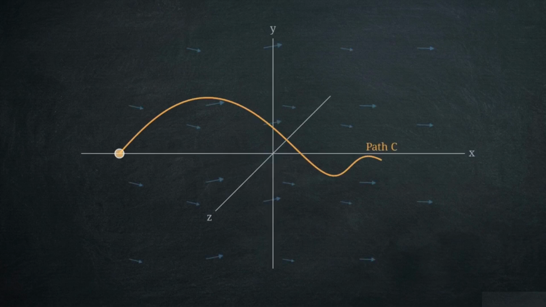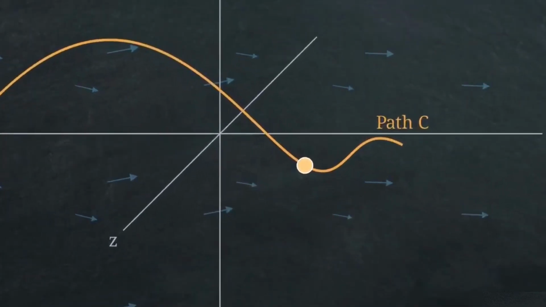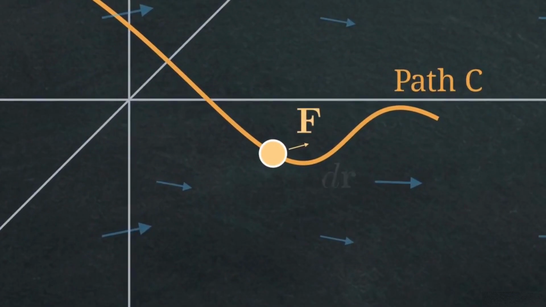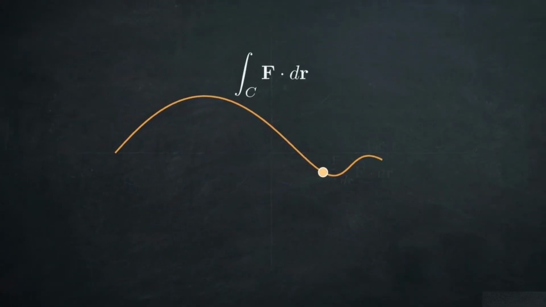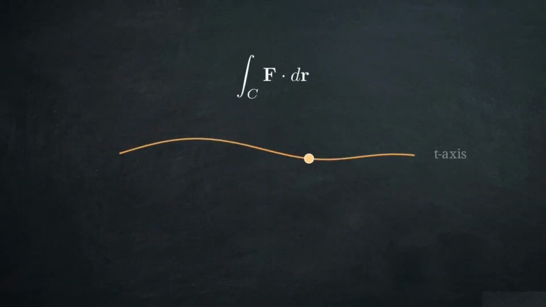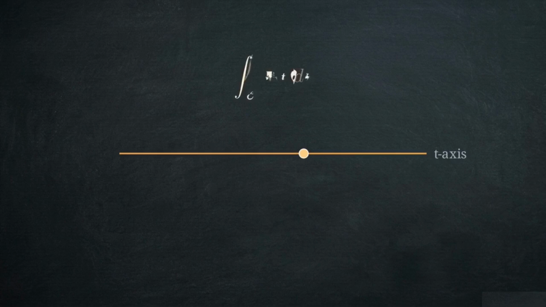This measures the total work done by a force, like gravity or a fluid current, pushing an object along a specific path. We find this by taking the dot product between the field's vector and the path's directional tangent vector at every point. Both methods share the same underlying mechanism. They take a complicated three-dimensional journey and mathematically flatten it into a single variable equation that we can easily solve.